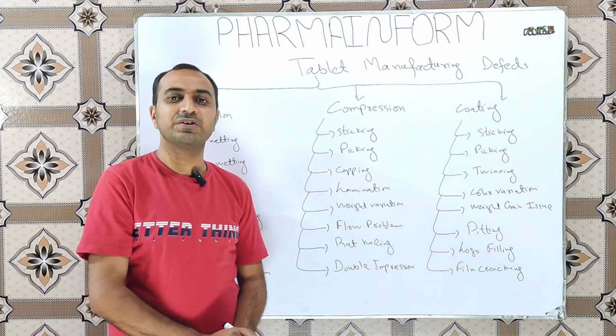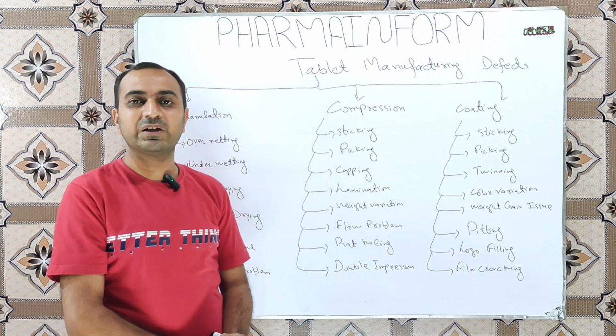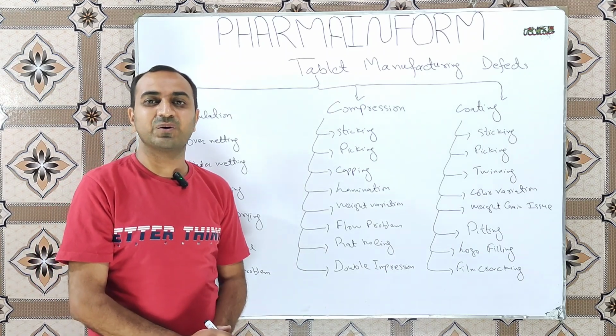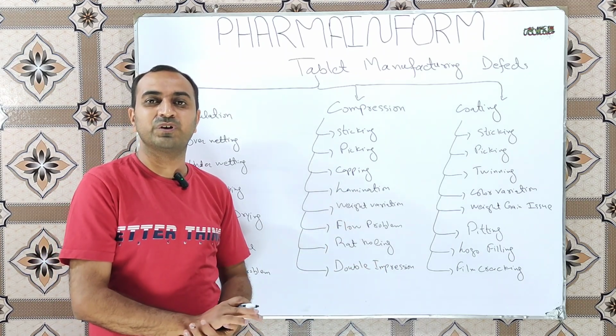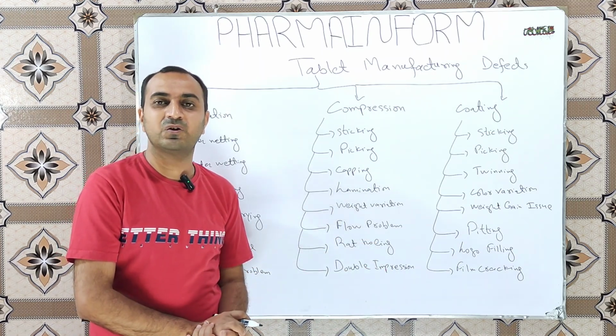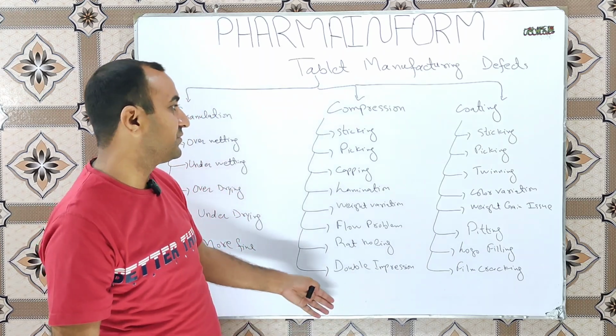Next one is the double impression. Double impression results in the case of the tooling where we have a bisect line on the lower punches, and when the tablet is compressed, a dual line is observed on the tablet surface. This is due to the free rotation of the lower punches. So always use the keyed punches or fix your lower punches.